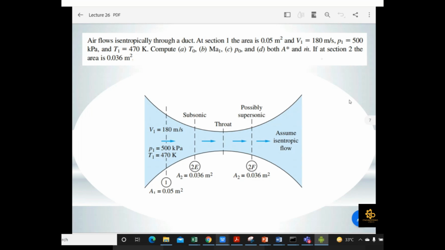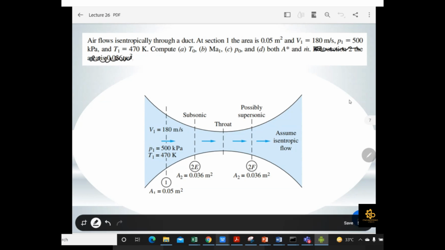Okay, and the last part which is mentioned that if at section 2 the area is 0.036, so you have no concern with this because I will just delete this part. Okay, so you have to note down the data or you can make the figure, then we will try to solve it.